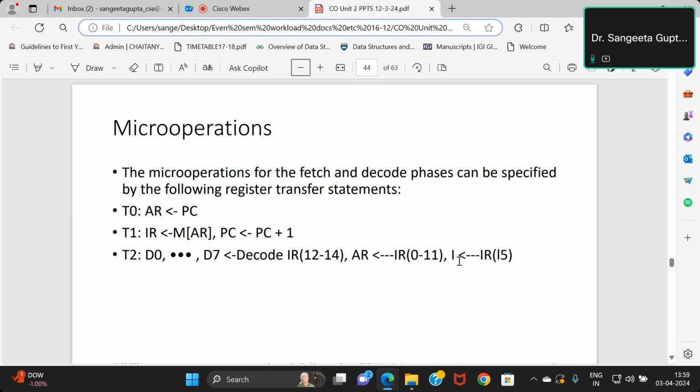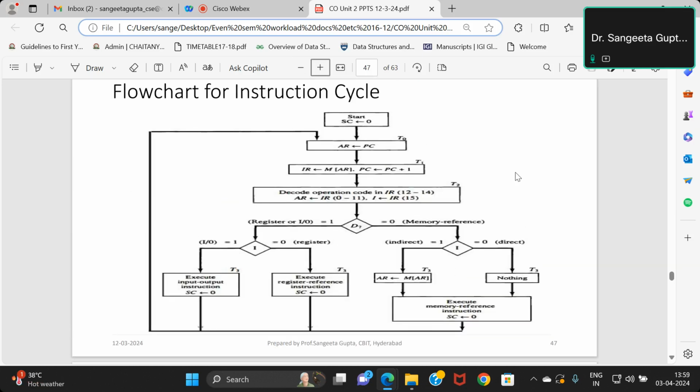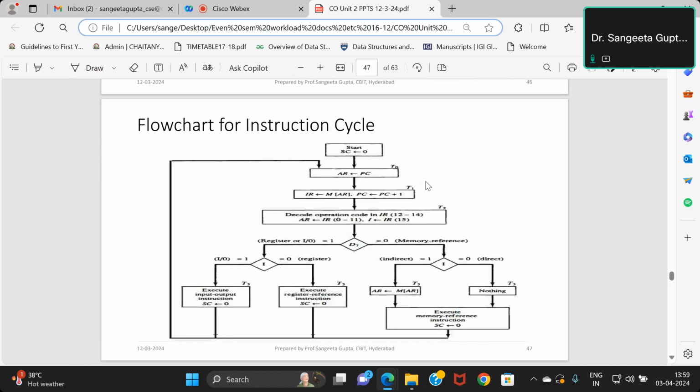Now, once our instruction is available to be decoded, it is necessary for us to categorize the type of the instruction, whether it is an input output instruction, a register reference instruction, or a memory based instruction. We can better understand that by looking at this flow chart, where the sequence counter is initially set to 0. Let me minimize.